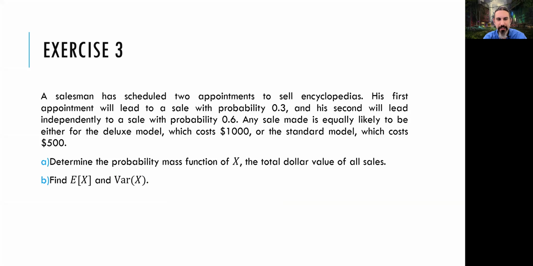A salesman has scheduled 2 appointments to sell encyclopedias. His first appointment will lead to a sale with probability 0.3, and his second will lead independently to a sale with probability 0.6. Any sale made is equally likely to be either the deluxe model, which costs $1,000, or the standard model, which costs $500. Determine the probability mass function of X, the total dollar value of all sales. So our random variable is X. This is the total value of sales.